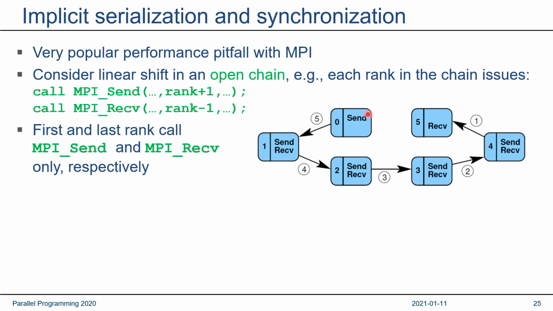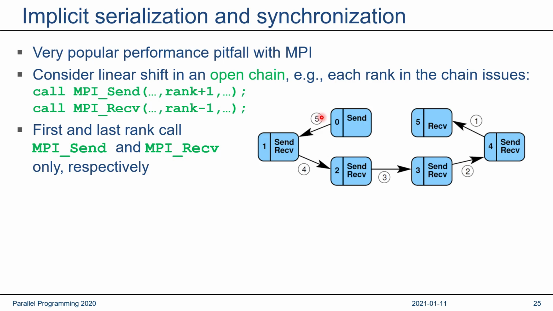So here's an example. We have a linear shift in an open chain, which means each rank issues a send and a receive in this exact order: first send and then receive. Only the first rank only does send, and the last rank does only a receive. So we're implementing an open chain here.